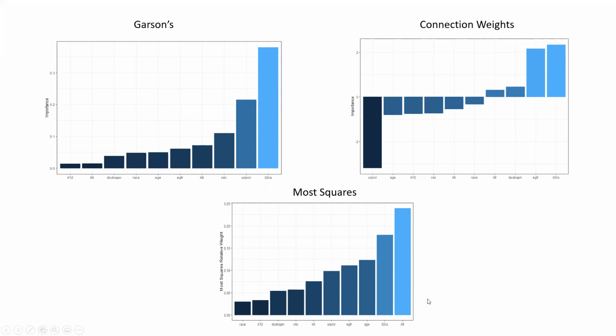The most square weights, again, shown here, vary. We have IL-8 as being our most important, which if we look on Garson's and on connection weights, they don't really map together. They don't match one another all that well. So there is actually often a lot of disparity between the weights that you use. And we'll talk about that as we continue to move forward.